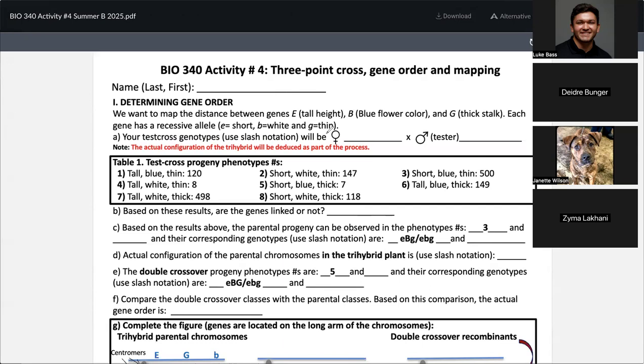So here, sorry, I activated my Siri for some reason. And it was going to tell me about test cross.